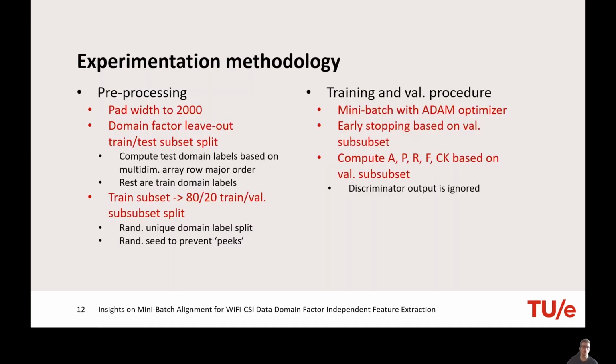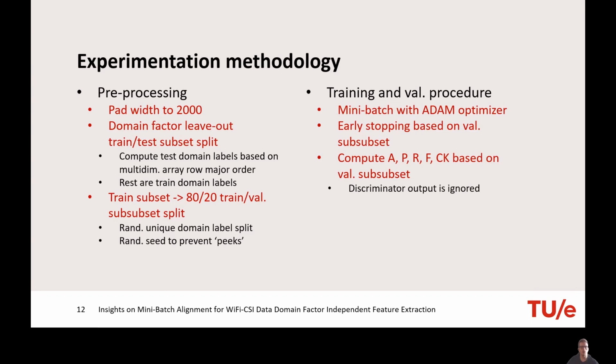The experimentation methodology used is domain factor leave-out subset splitting. We compute labels based on a system that can figure out which domain factors were used to create which domain, by working this out via the multidimensional row major order, because we flattened the domain labels, and so you can reconstruct this when you know the order in which things were flattened.